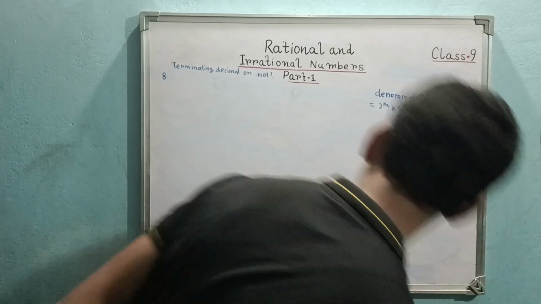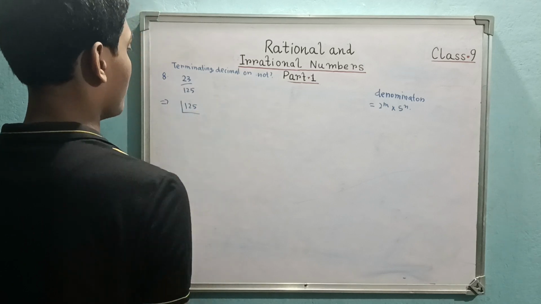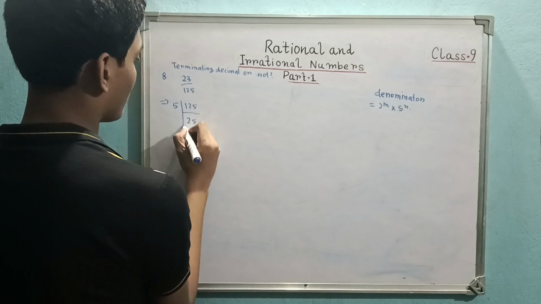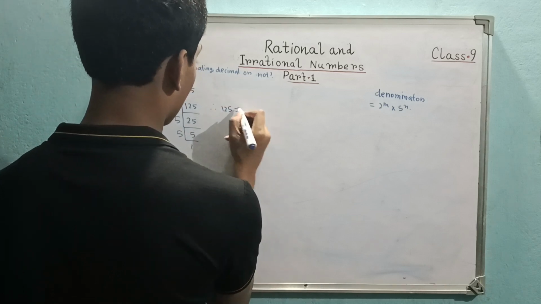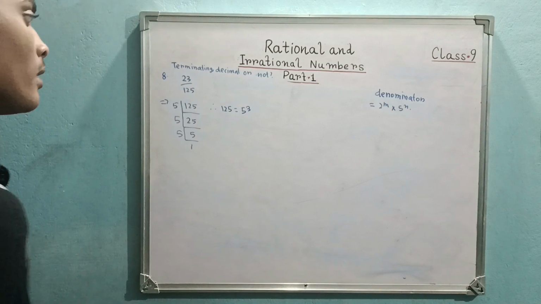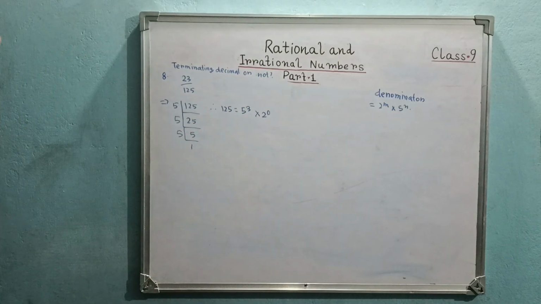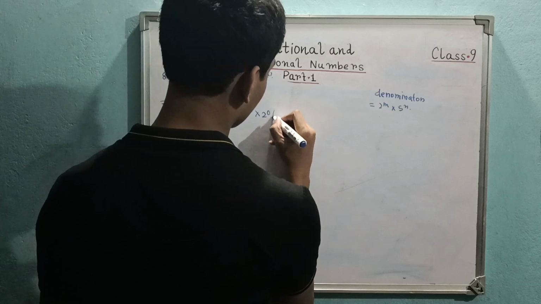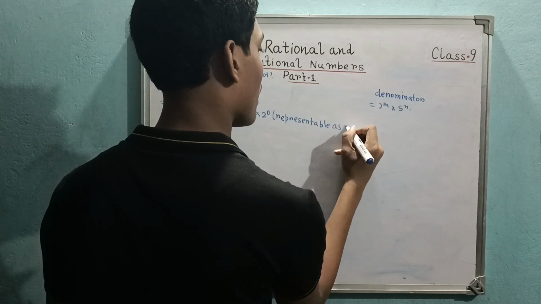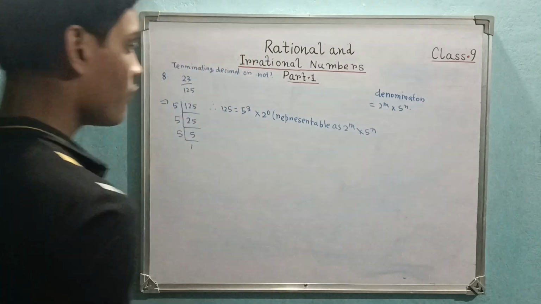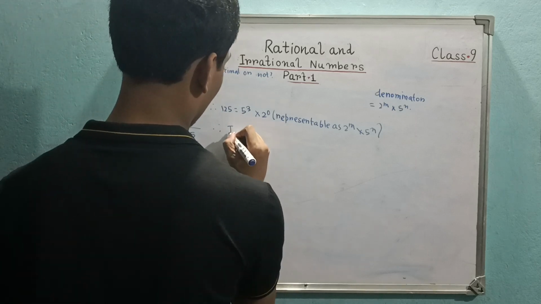So what are the numbers now? 23 by 125. Let's check. 125, let's factorize. Dividing this by 5, it becomes 25. Again by 5, 5. 5 by 5, 1. Therefore 125 is equal to 5 cubed. I told any number to the power 0 equal to 1, so it can be written as 5 to the power 3 into 2 to the power 0, or 1, is 125 only. No violation. And this is representable as 2 to the power m into 5 to the power n. Very easy. That means therefore it is convertible.